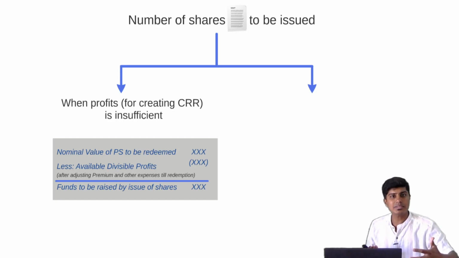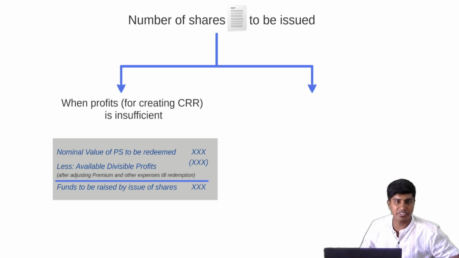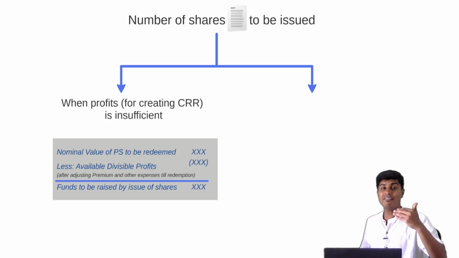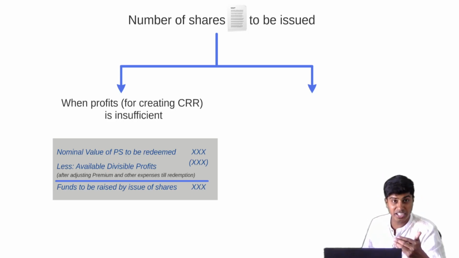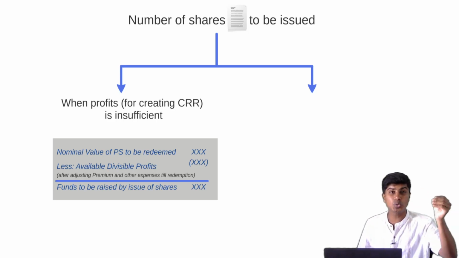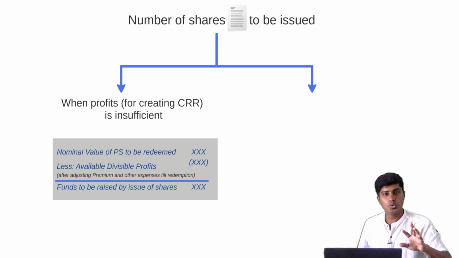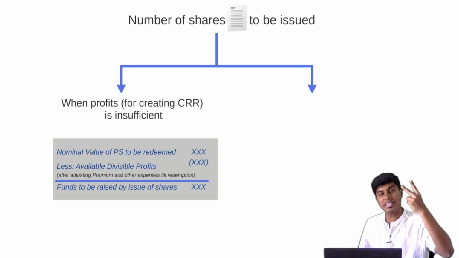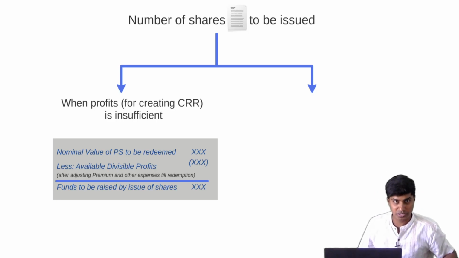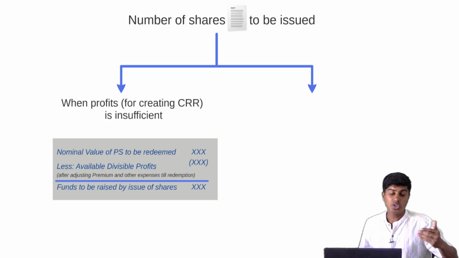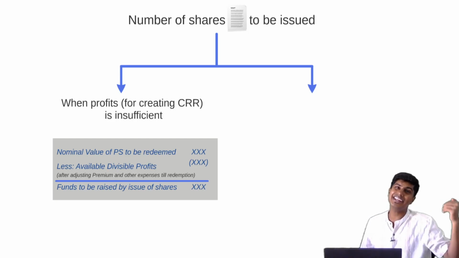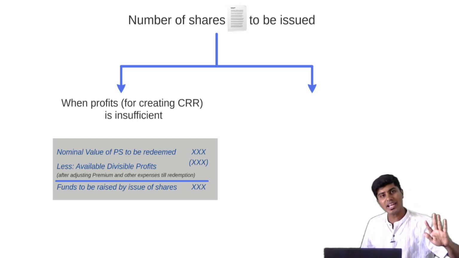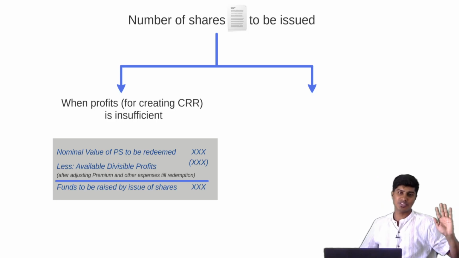You can again ask me, sir, why don't I use the 1 lakh cash available? Because you have cash of 1 lakh to redeem preference shares, but you don't have 1 lakh reserves to create CRR. So you use 80,000 of cash to redeem preference shares and 20,000 is raised by fresh issue of equity shares. Because of which you have to create only 80,000 of CRR. To create 80,000 CRR, you have 80,000 available.